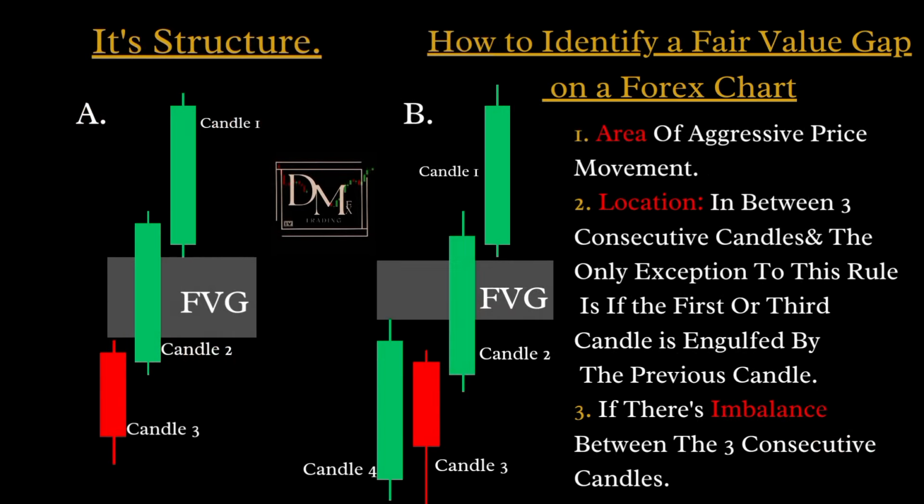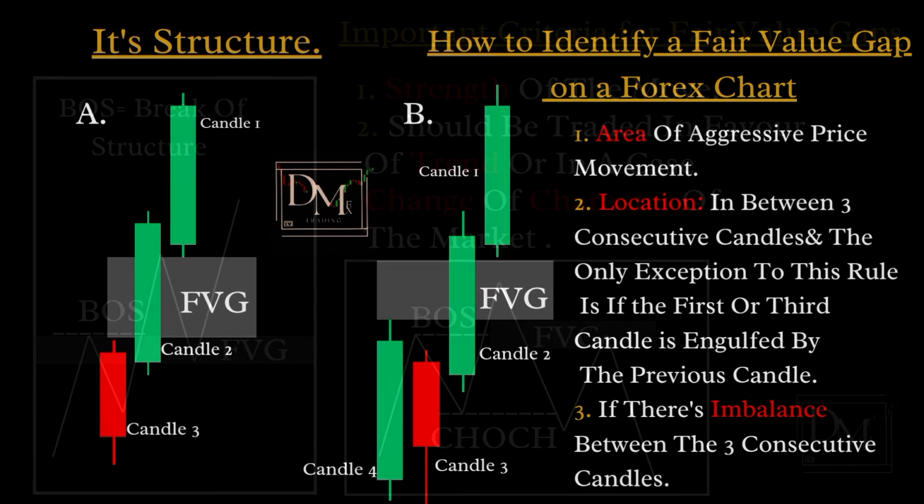How do we identify FVG on a Forex chart? First, look for an area of aggressive price movement. Second, the location should be in between 3 consecutive candles, with the only exception being if the first or third candle is engulfed by the previous candle. Third, check if there's an imbalance between the 3 consecutive candles.